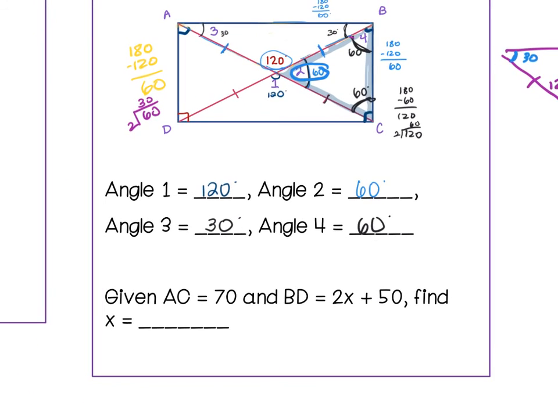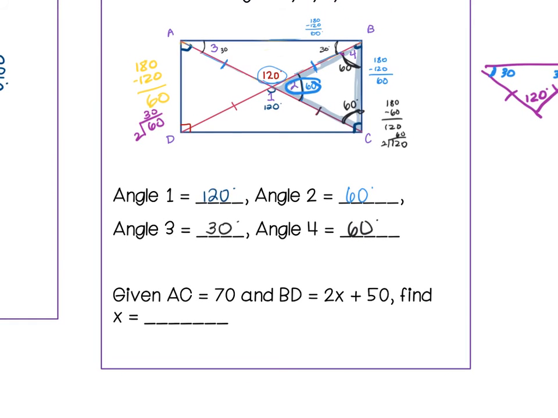And then the other part for the rectangle is AC, which is one of the diagonals, and BD. If you want to redraw this, you can. A, B, C, D. AC is one of the diagonals, and BD is the other. We just said that these would be congruent or equal. So I do 70 equals 2x plus 50.